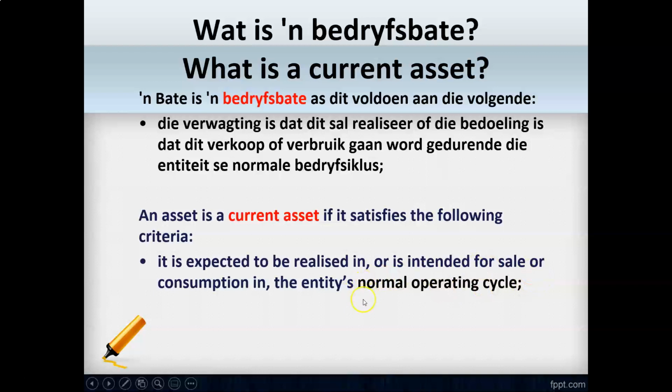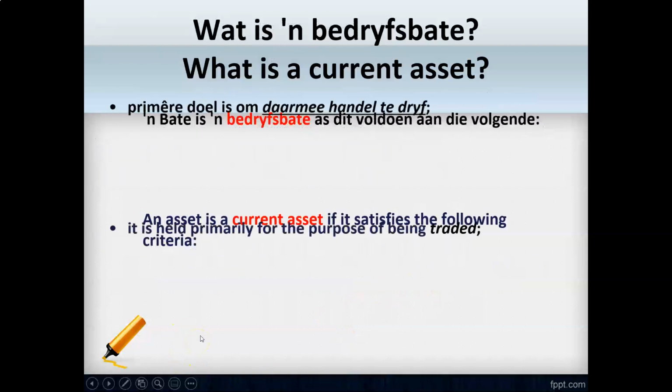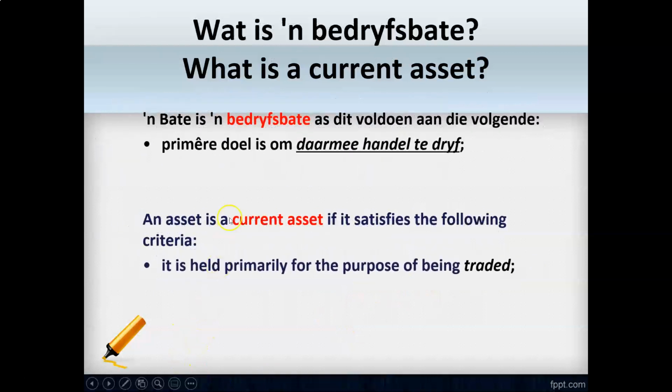But I think it's fair to say that 99.9% of all kinds of businesses have a normal operating cycle which is not longer than 12 months. Now, the second thing is a current asset also has to satisfy the criteria that it is held primarily for the purpose of being traded.